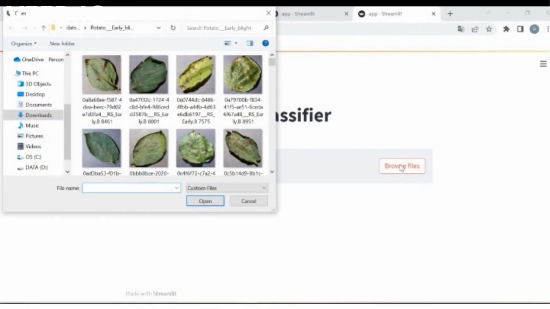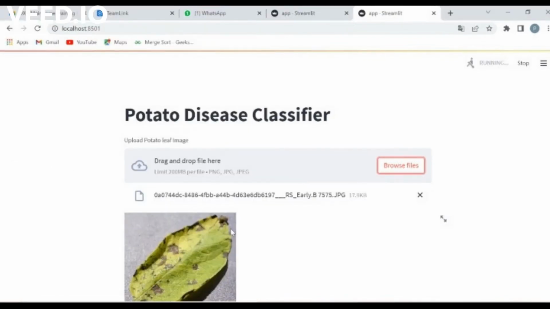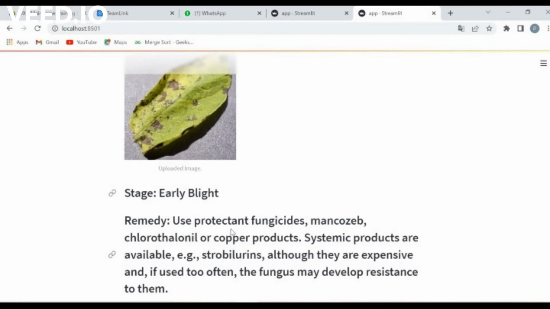Here is our web page where we can upload an image of the potato disease plant. Then the output will show what kind of disease it is and the remedy for the disease with a confidence score.